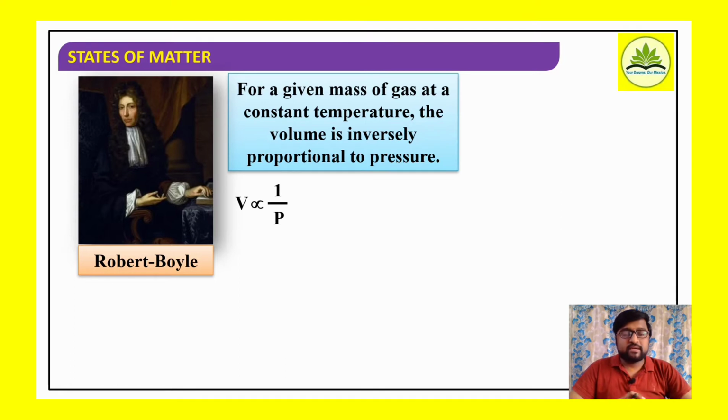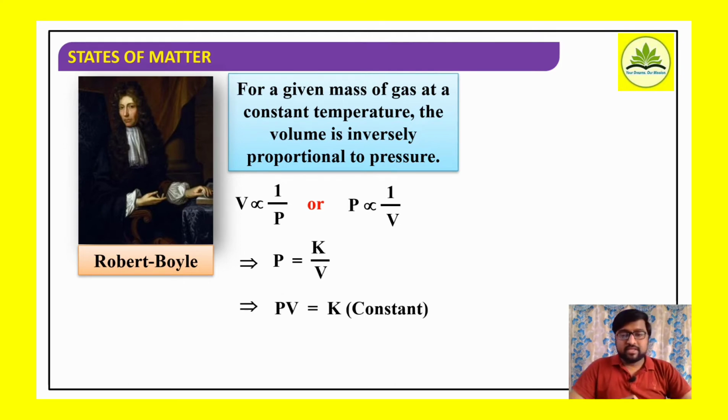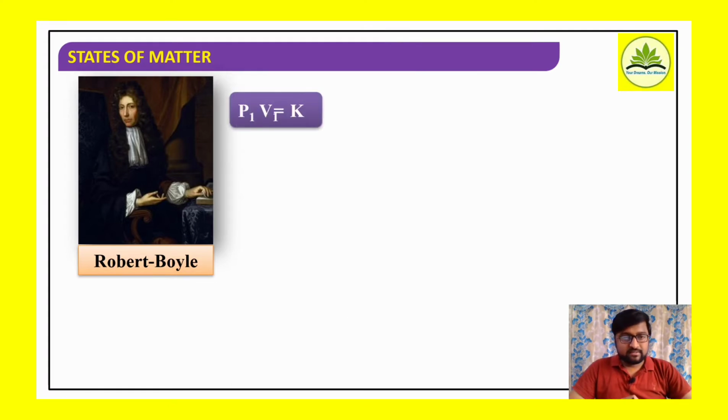pressure. The mathematical form is V is proportional to 1 by P, or P is proportional to 1 by V. Further, the proportionality symbol is replaced by a constant, so P is equal to K by V, or PV is equal to constant. That measurement can be done at variable pressure and volume data. Therefore, P1 V1, the product of pressure and volume, remains constant.